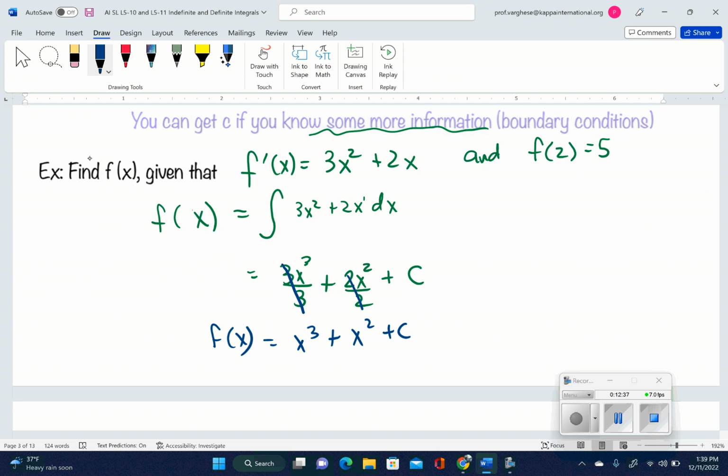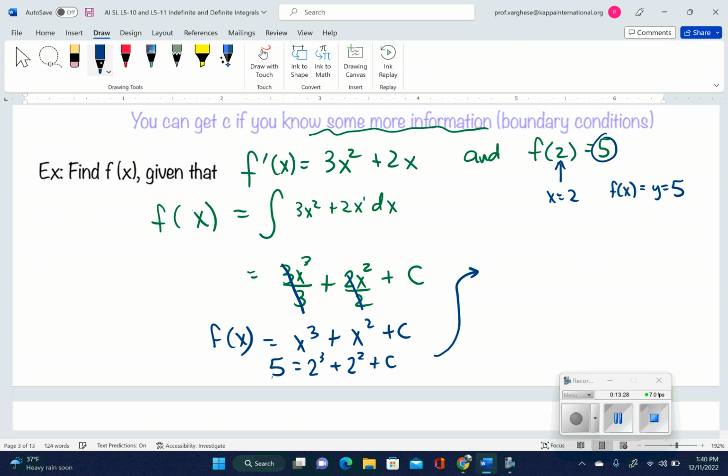To do that, they gave us one more piece of information. They told us that when you have an input of 2, or your x is 2, that's telling you that when x is equal to 2, your f of x, which is your y, is equal to 5. So all we have to do now is take wherever we see our x and plug in the number 2. So I have f of 2 is equal to, x is 2 here, so 2 to the third power plus, x is 2 again, so 2 to the second power plus c. And we know that f of 2, this part right here, is equal to 5. So let's replace this with the number 5. And now we're just going to solve.